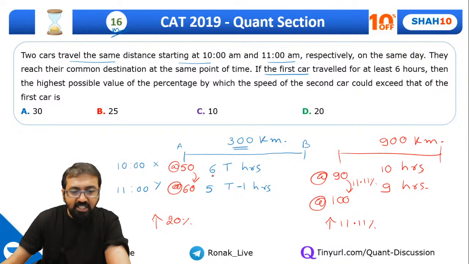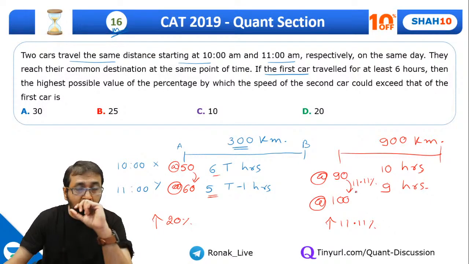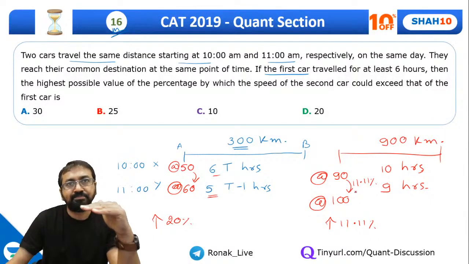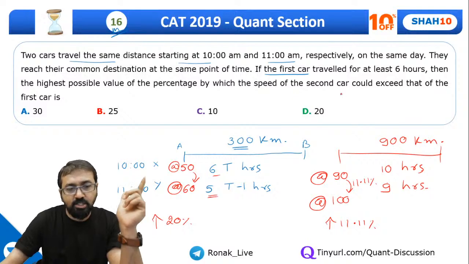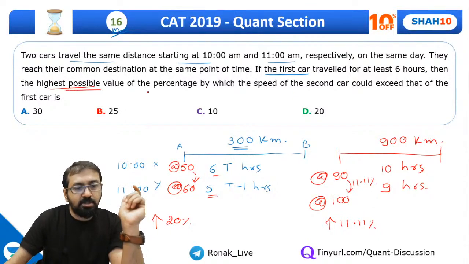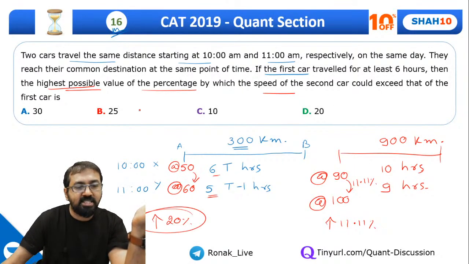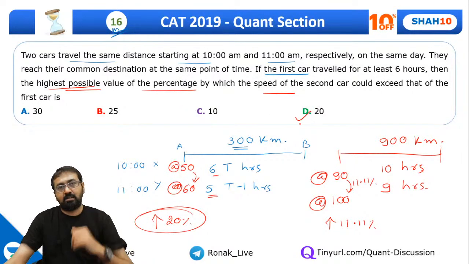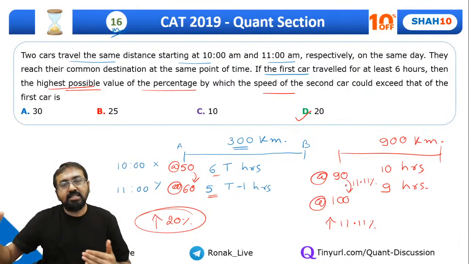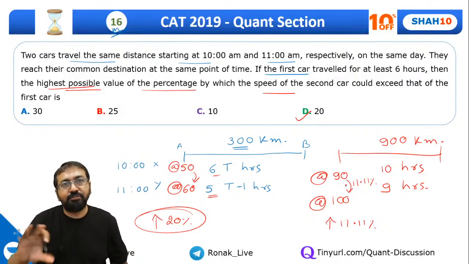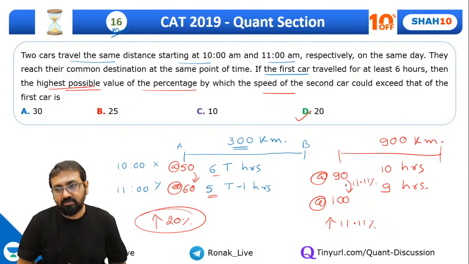So the moment we increase this value, the percentage difference will go down. Yes or no? We are asked to find out the highest possible value of the percentage by which the speed of the second car exceeds the first car. So can I say it should be 20%? It can't be more than that. If we increase the time, that percentage difference of speeds will keep going down, right? It was as simple as this.